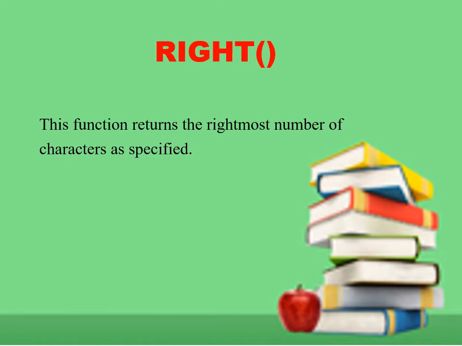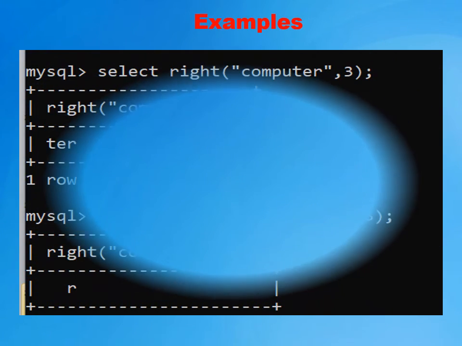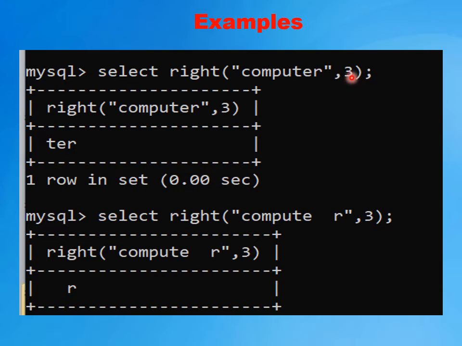The same applies to the right function, but here it will take values from the rightmost characters. You can see by the example: computer 3. It will take a total of 3 characters from the right side, so the output will be TER. In another example, here 3, the output characters will be 3 taken from the right side, 1, 2, 3. Here there are 2 spaces, so the output will be 2 spaces and R.